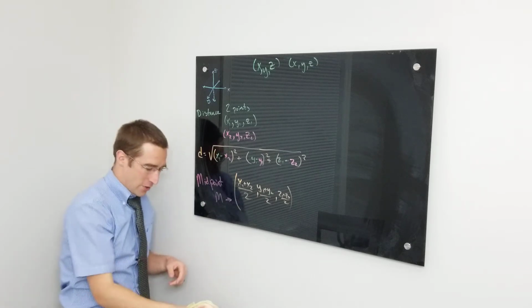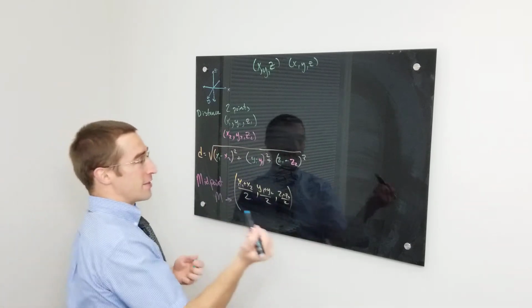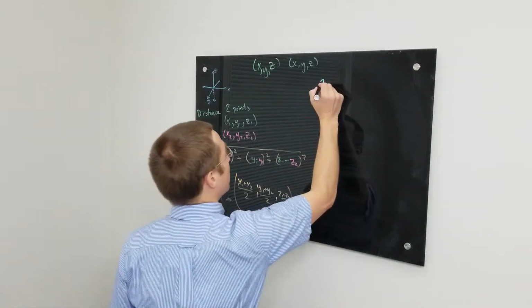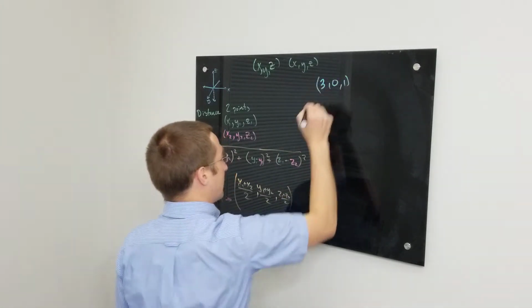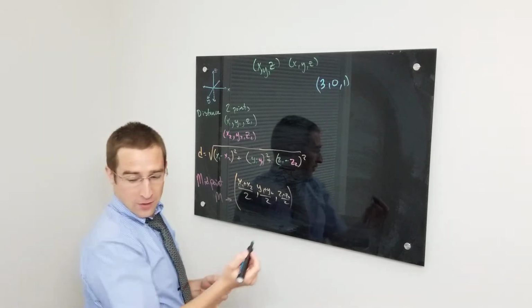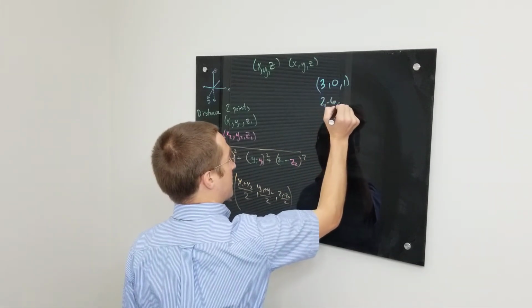Cool. Let's go ahead and do this with an example, with a couple of points. So let's say we have the point 3, 0, 1, and we have the point 2, negative 6, 3.